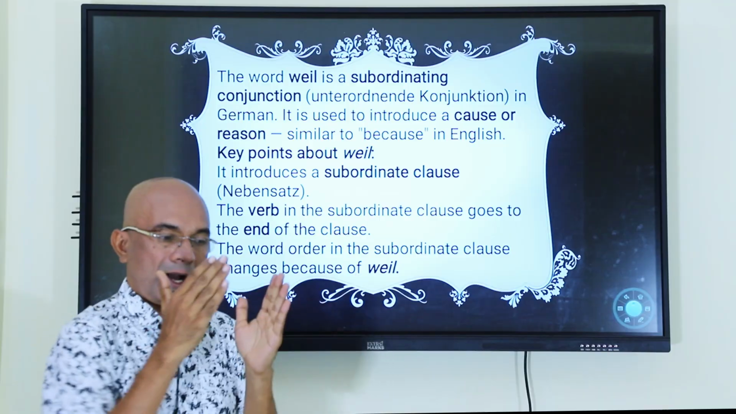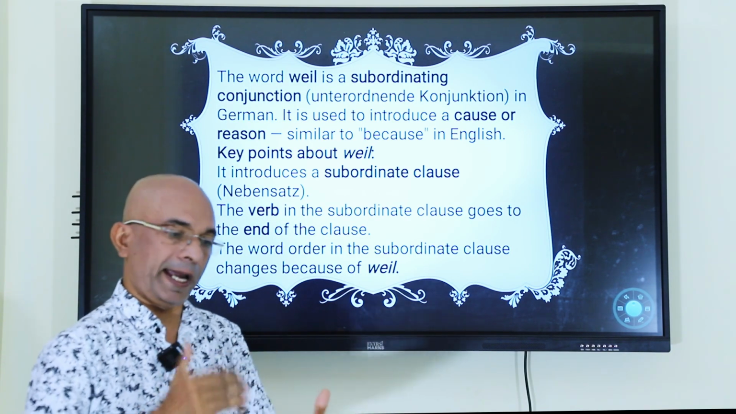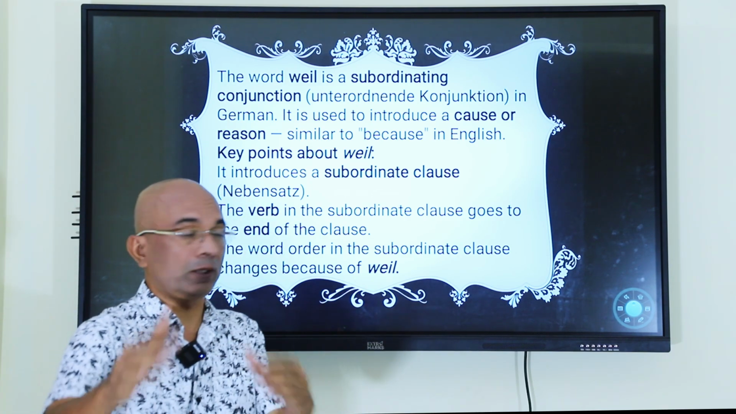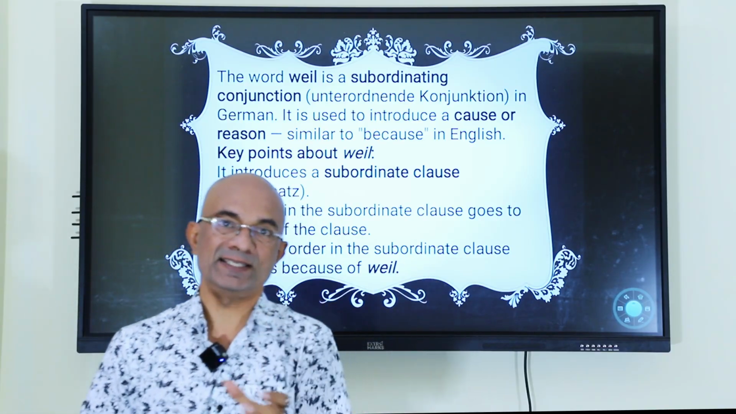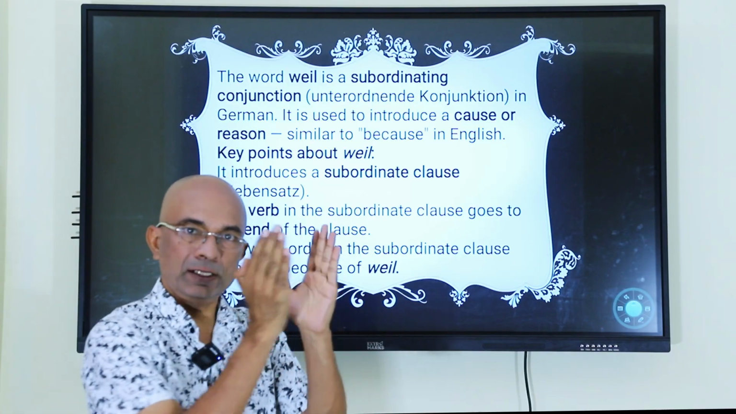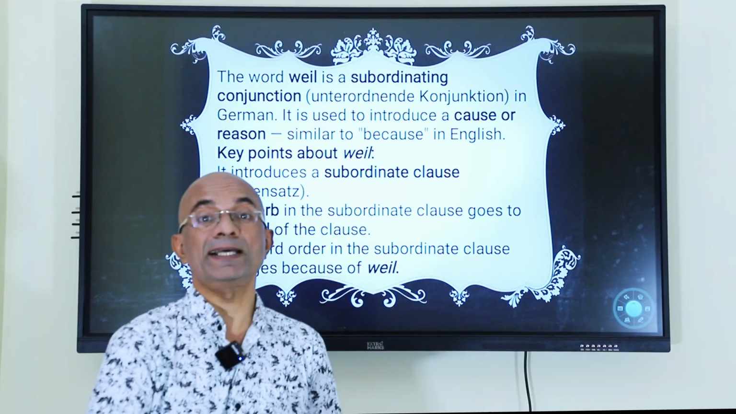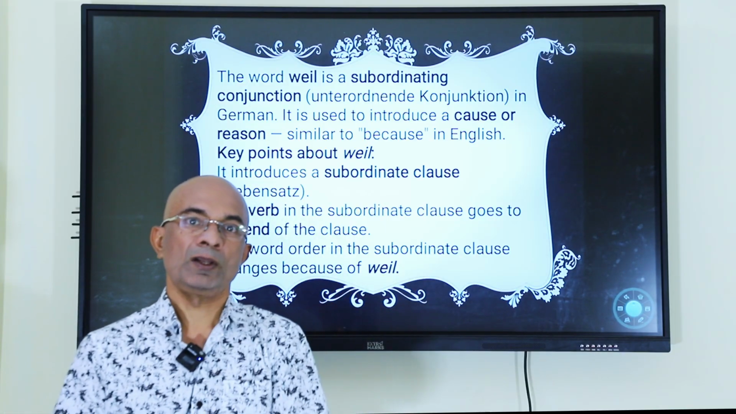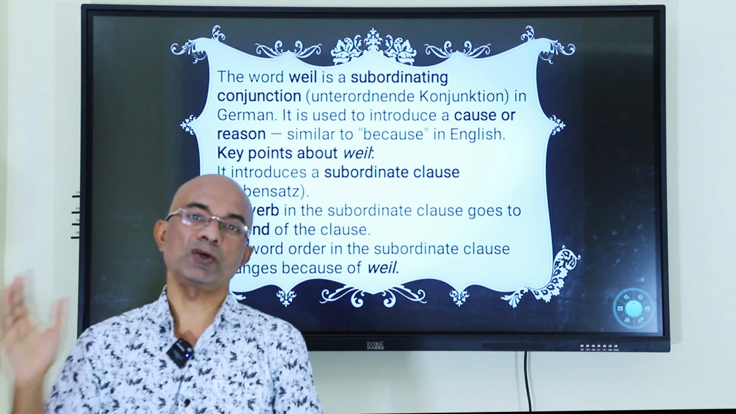For example: I remained at home because it rained. I'm learning German because I want to teach German. What we have to remember is that "weil" is always used with a subordinate clause. We have a main clause and a subordinate clause. "Weil" is not used with the main clause, but with the subordinate clause. And whenever we use a subordinate clause in German, we always keep the verb at the end of the sentence.